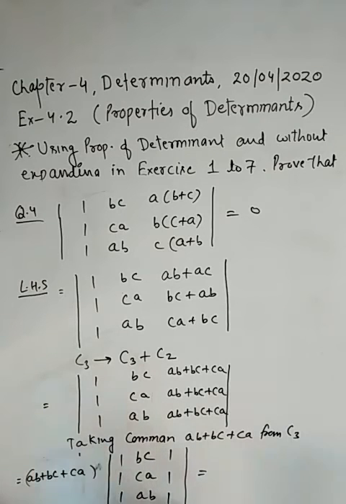Now here we see that column 1 and column 3 are identical. So therefore AB plus BC plus CA, the value of this determinant is 0. Now multiplying this term with 0, you get 0, which is equal to RHS. So dear students, you have to learn the properties, and where these properties are applicable, you have to apply them. By practice, you learn.